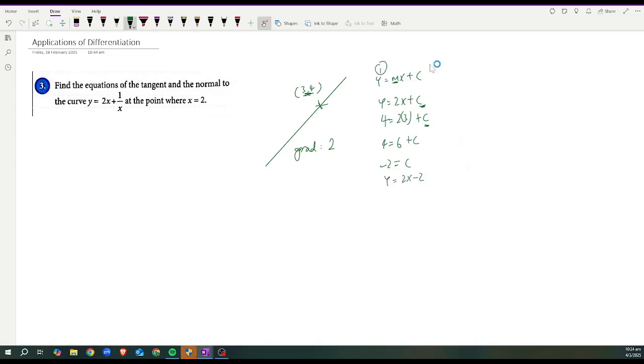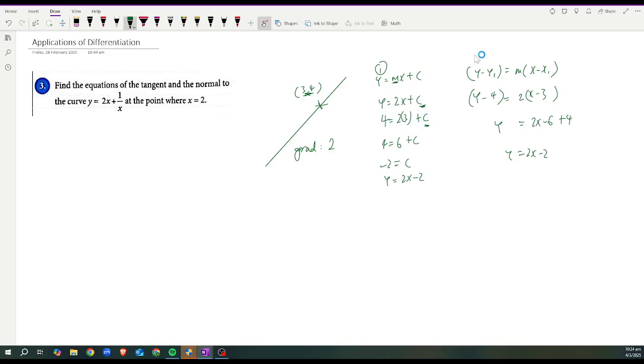The other method would be to use the formula y minus y1 equals m times (x minus x1), and then sub in all the values that you know. You know that the gradient is 2, and you know the set of coordinates that lies on the line. So you sub in the y coordinate, which is 4, and the x coordinate, which is 3, and then you just make y the subject. It'll give you the same thing, y equals 2x minus 2.